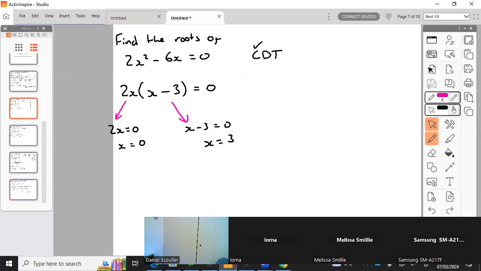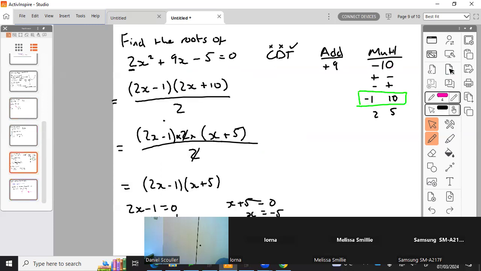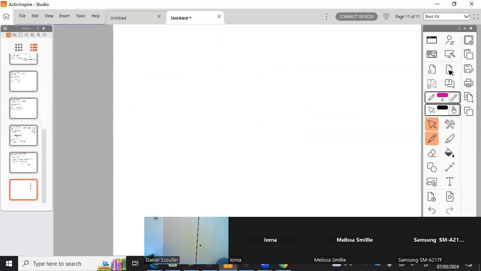Okay, maybe take an example I've already done. x squared minus 4x minus 5. Completing the square. x squared.